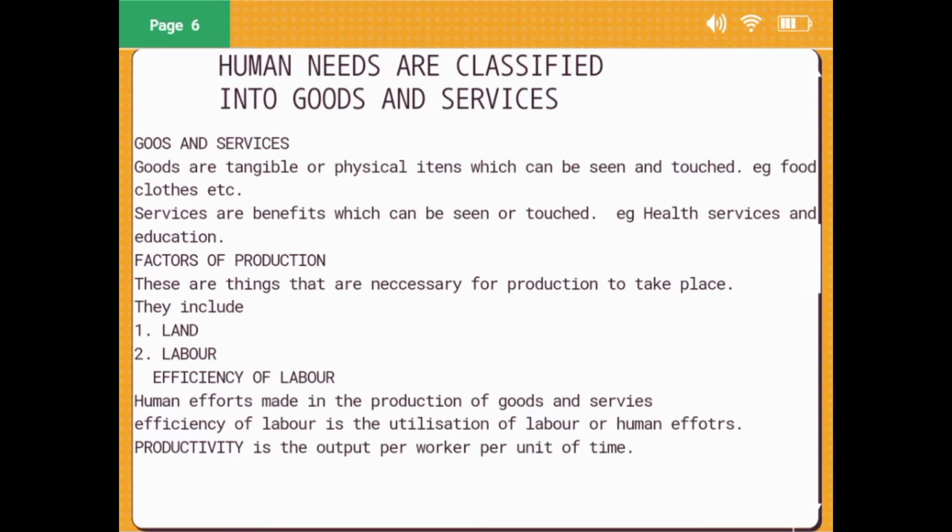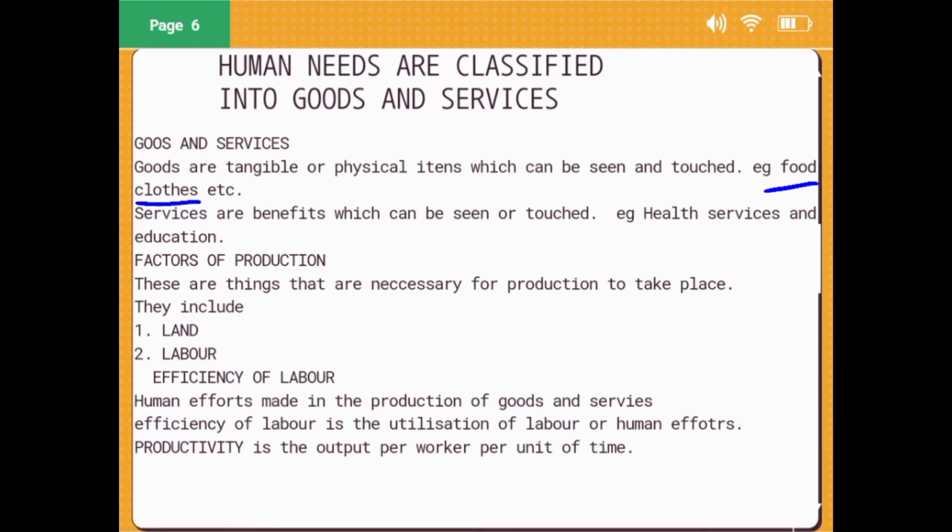Human needs are classified into goods and services. They are classified into what? Goods and services. So let us talk about goods and services. What are goods? Goods are tangible, or physical, items. This simply means things that you can see and touch. Those are what we call goods, for example, food and clothes. You can see clothes, you can touch clothes. You can see food, you can touch food. Those are what we call goods.